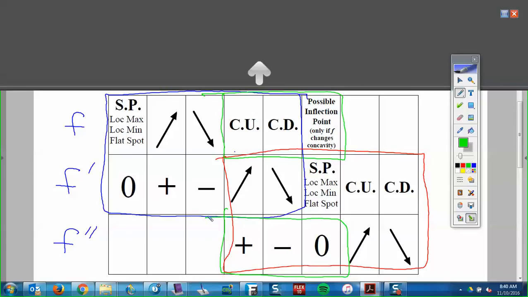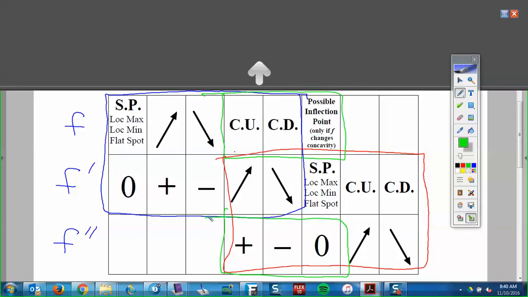A stationary point is when this is 0, and these are the three things it could be. These three are all stationary points, when the slope is 0. Is a stationary point the same as a flat spot? No. A stationary point is anytime the slope is 0.